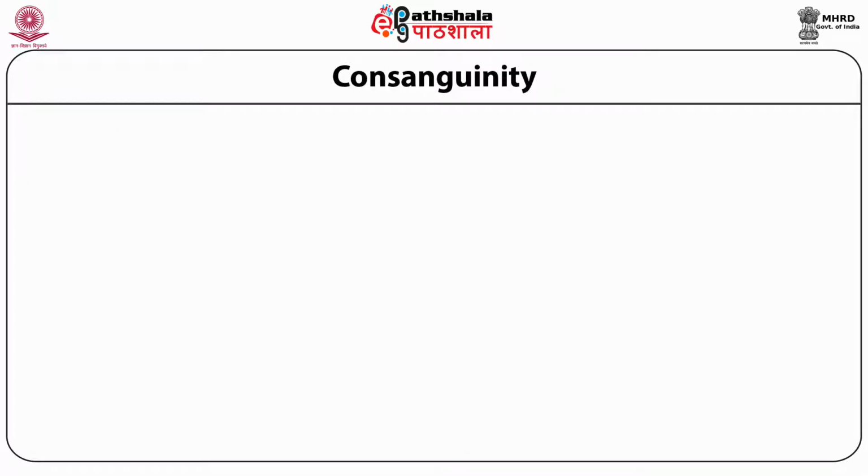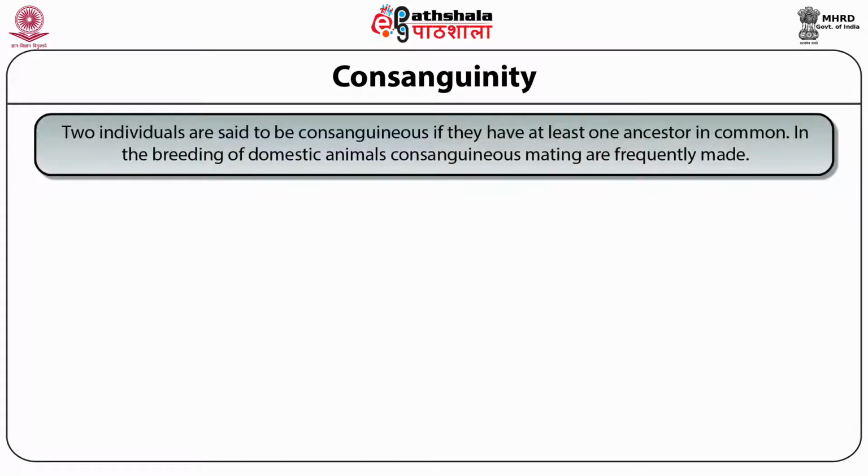Consanguinity. Two individuals are said to be consanguineous if they have at least one ancestor in common. In the breeding of domestic animals, consanguineous matings are frequently made. Occasionally, matings are made between very close relatives, father or sire and daughter, brother and sister, etc.